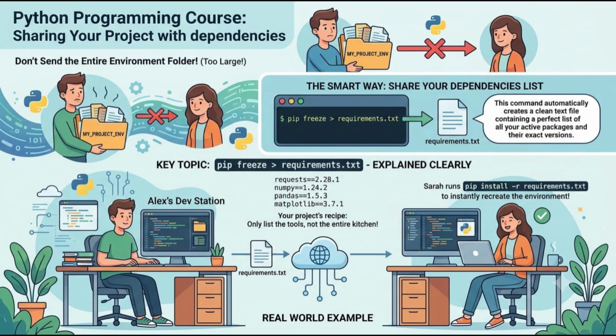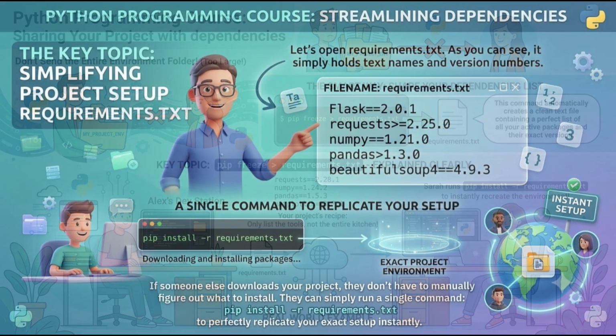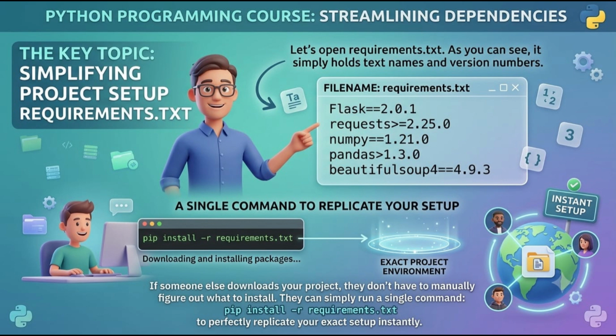When sharing your project with others, you don't send the entire environment folder because it's too large. Instead, you share a list of your dependencies. Type pip freeze > requirements.txt. This command automatically creates a clean text file containing a perfect list of all your active packages and their exact versions. Let's open requirements.txt. As you can see, it simply holds text names and version numbers. If someone else downloads your project, they don't have to manually figure out what to install. They can simply run a single command, pip install -r requirements.txt, to perfectly replicate your exact setup instantly.